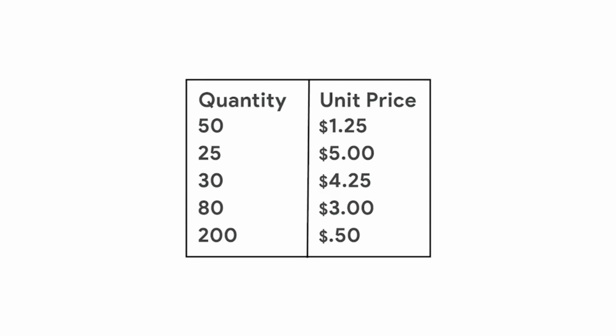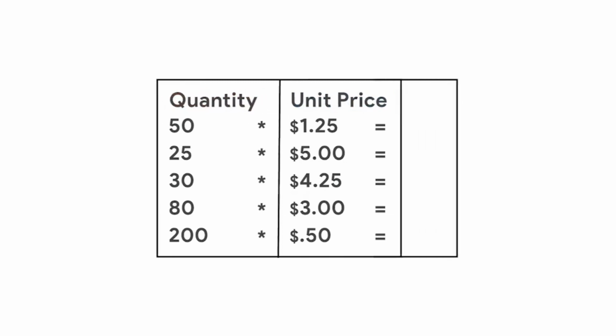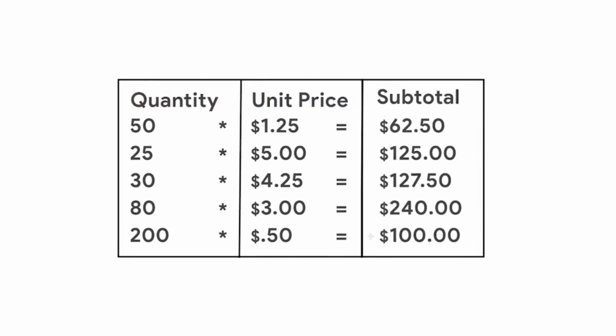If we did this without SumProduct, we'd have to multiply each quantity by its unit price, 50 times $1.25, 25 times $5, and so on. Then we'd have to add all of those revenue amounts together to get the total revenue. Fortunately, the SumProduct function does all of that for us.